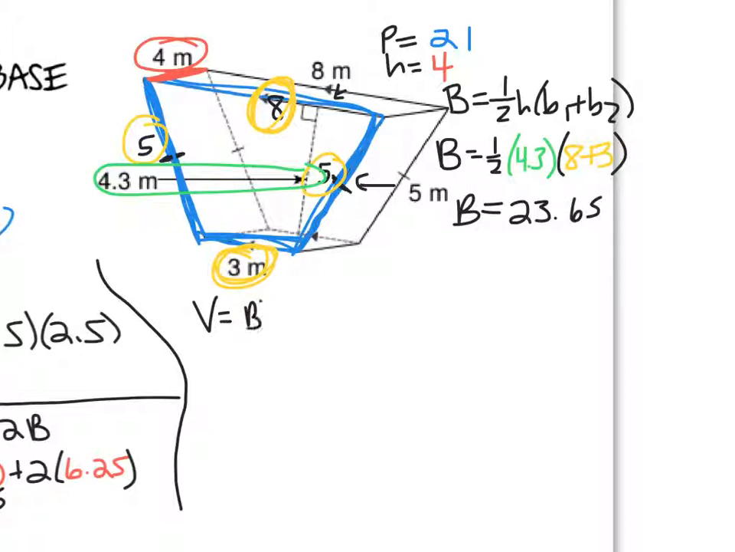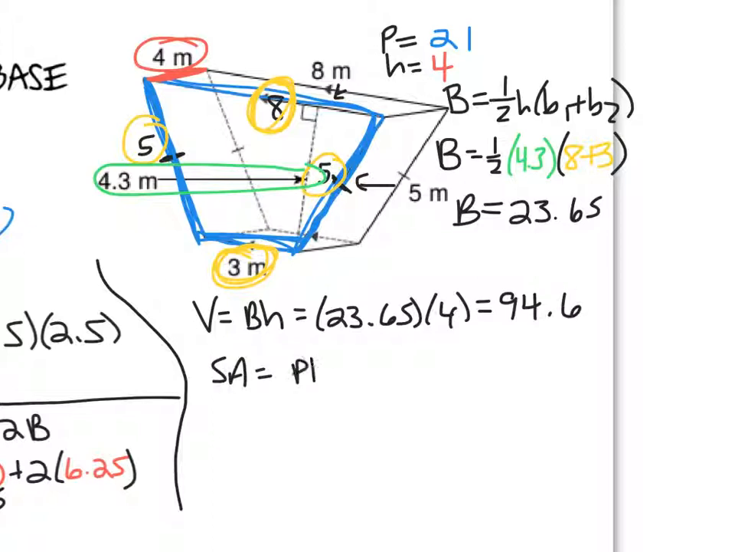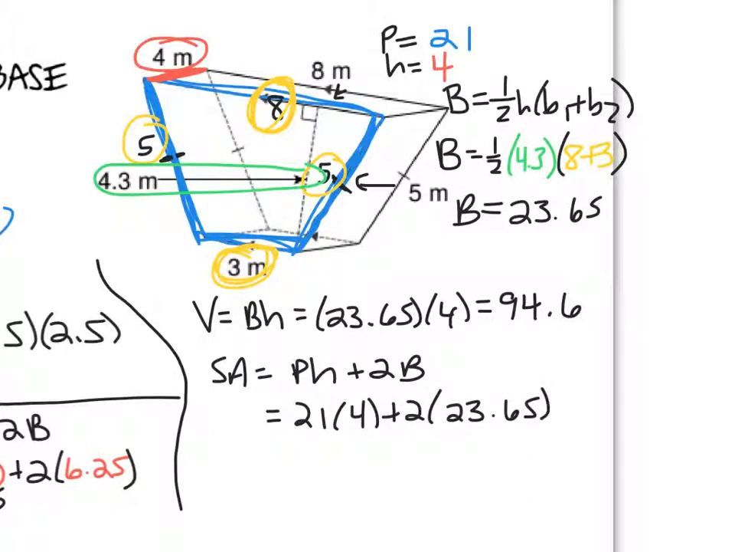Now we use the same formulas. Volume equals base times height. So area of my base is 23.65. Height is 4. So my volume is 94.6. Surface area is perimeter times height plus 2 times base. Perimeter is 21. Height is 4 plus 2 times area of my base was 23.65. And combine all that, and I get 131.3.